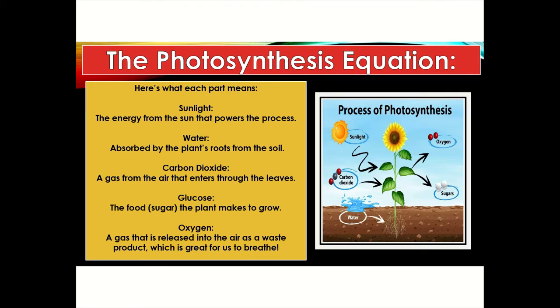Sunlight, the energy from the sun that powers the process. Water, absorbed by the plant's roots from the soil. Carbon dioxide, a gas from the air that enters through the leaves. Glucose, the food, sugar, the plant makes to grow. Oxygen, a gas that is released into the air as a waste product, which is great for us to breathe.